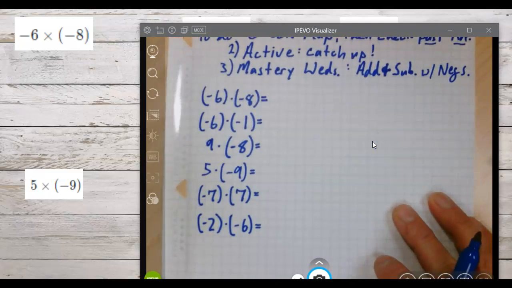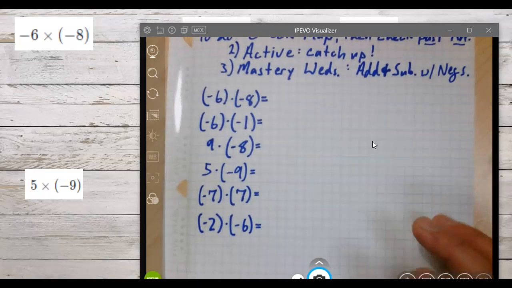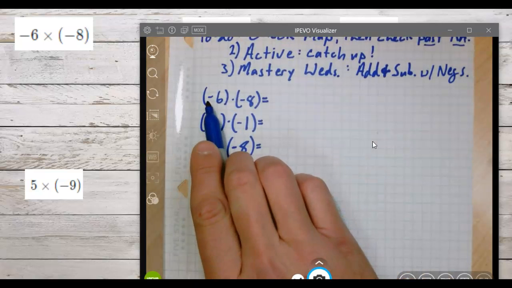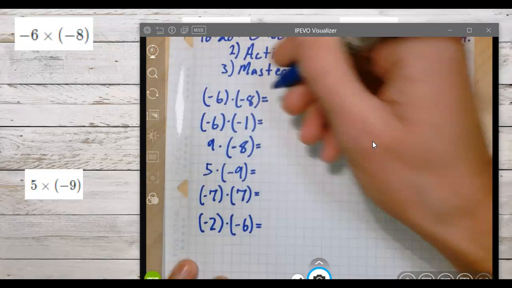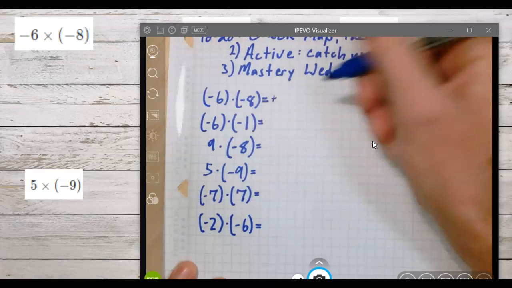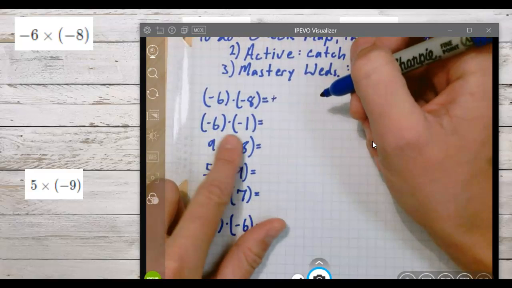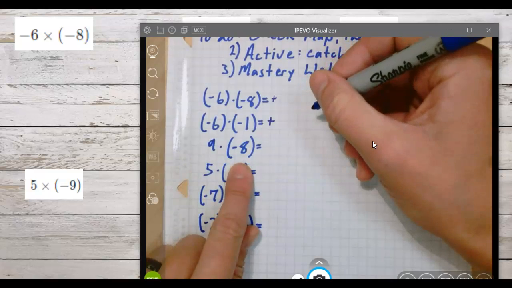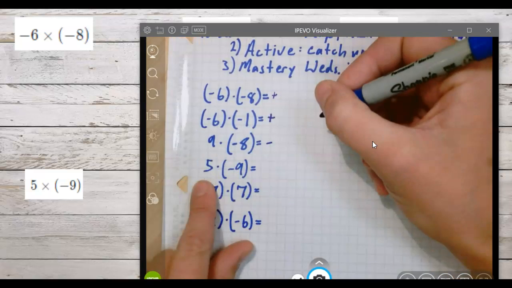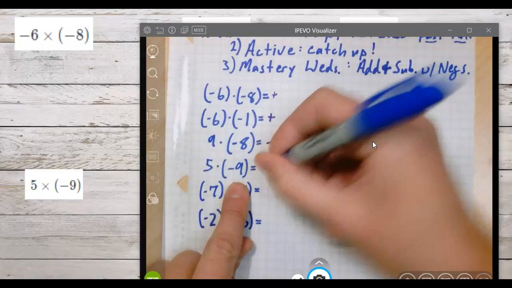So we're going to go through first and not do math. Let's just think about the sign. So for a negative times a negative, what's that going to be? Anybody? Positive. So we don't really need to write the positive, but I'm going to. Negative times negative. Positive. Positive times negative. Negative. Positive times negative. Negative.